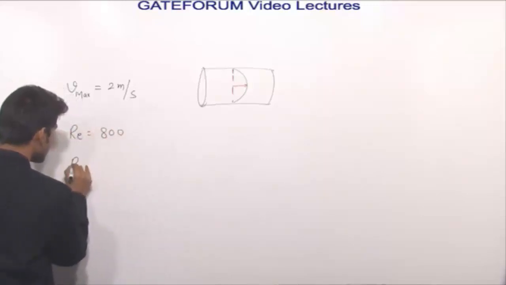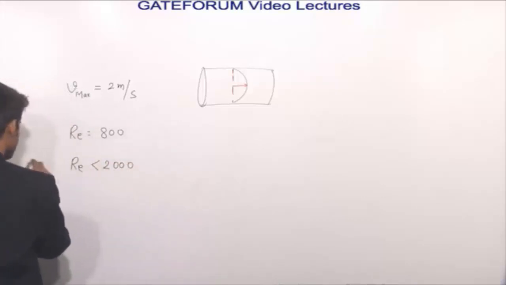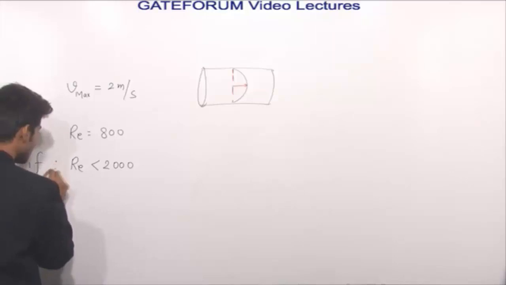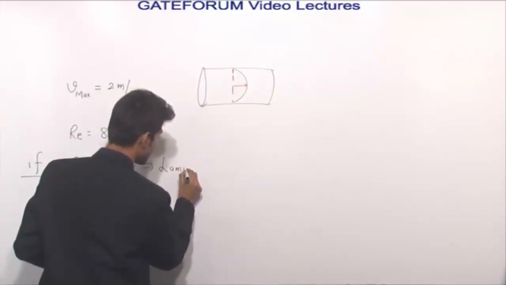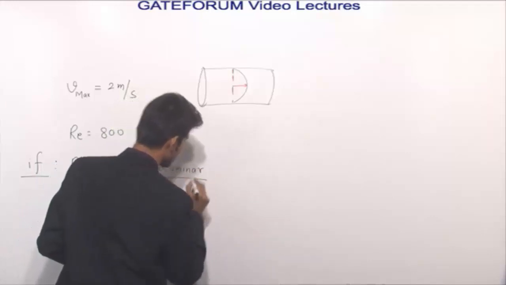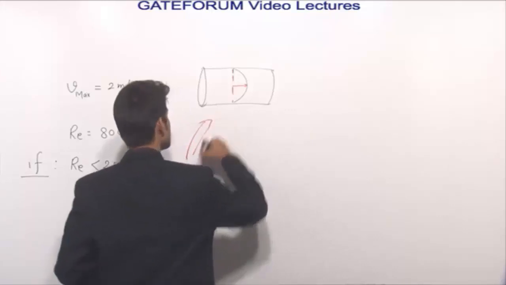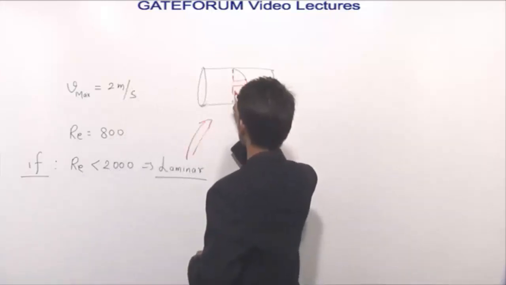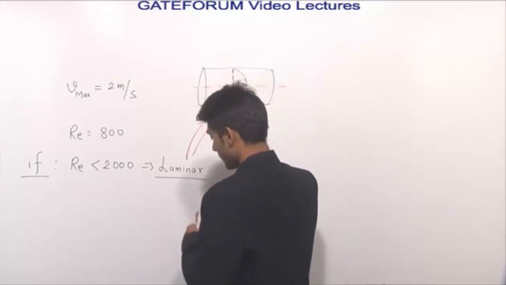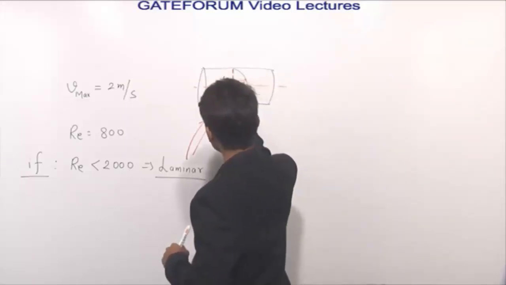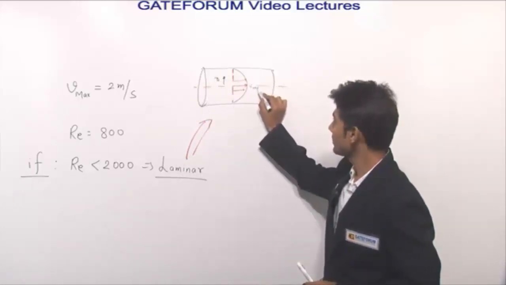For a pipe flow, if Reynolds number is less than 2000, the flow is termed as laminar flow. And for laminar flow, such a velocity profile is observed. Okay, it is the center line, and from this center line our radius r is calculated, and this is V max.